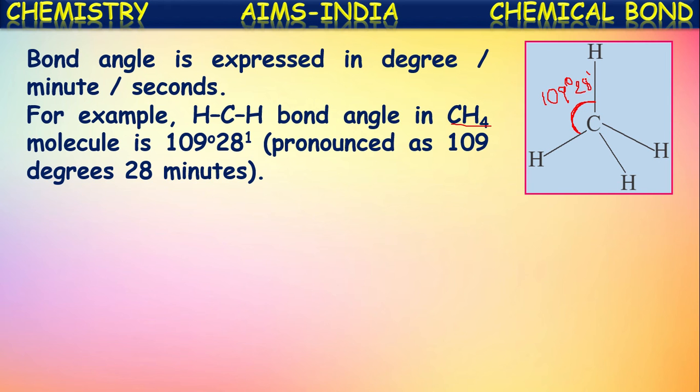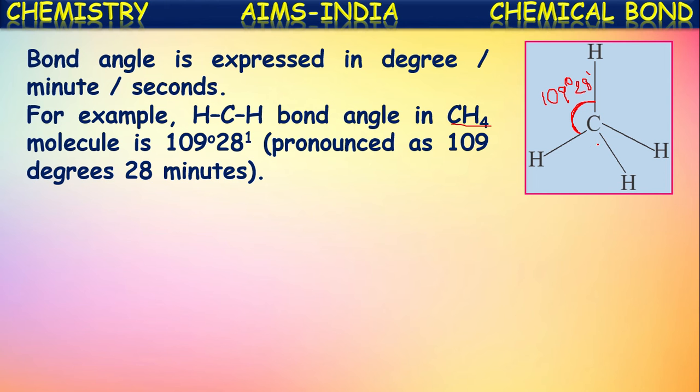For each degree, 60 minutes exist. Okay, each 60 minutes together is considered as 1 degree. So the bond angle in the methane molecule is considered as 109 degrees 28 minutes.